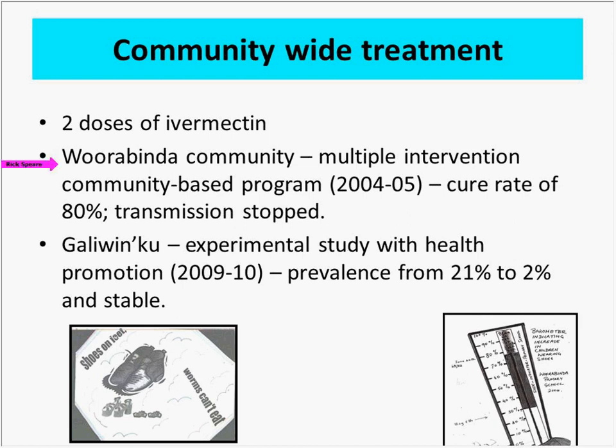Warrior community in central Queensland did a control program and used a multiple intervention approach. They used a treat and test program. They went around to all the community members and offered them ivermectin and took blood serology. If someone was positive, they came back and gave them a second dose. If they had negative serology, they got a single dose of ivermectin.